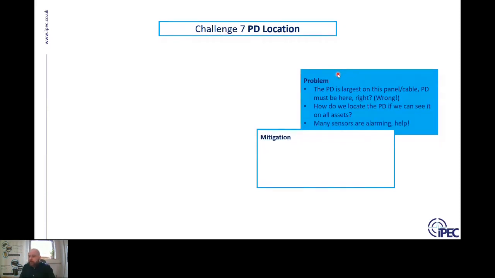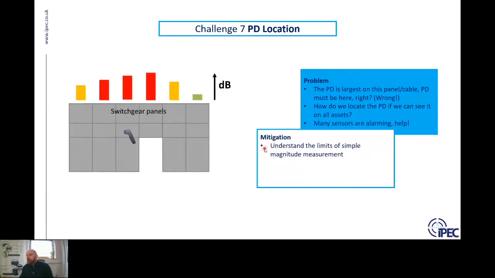Mitigation, or solution, if you like, in this case, more appropriately. Firstly, understand the limits of simple magnitude measurement. If you're using, and this is a very common problem we come across, and it's mainly seen on switchgear, but it is applicable for cable as well. Mainly seen on switchgear though. Clients will use handheld equipment to test for PD on different switchgear panels, and a particular panel, like this one, for example, will have the highest PD, 35 dB maybe. It doesn't mean that the PD is coming from this panel.